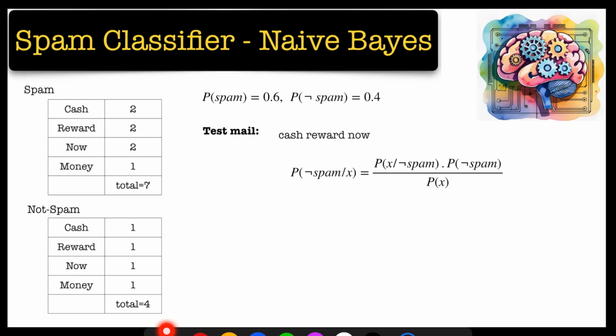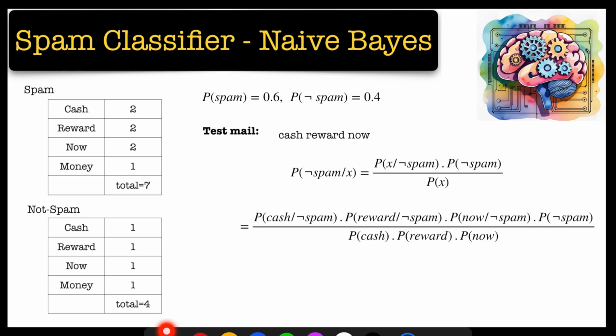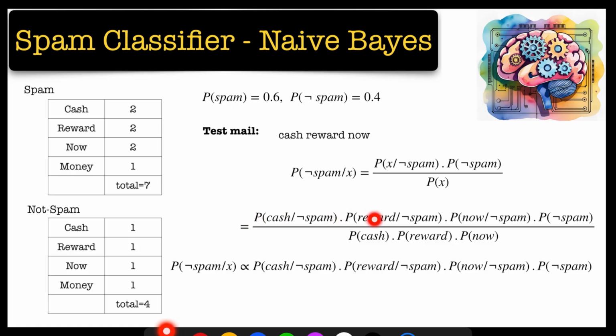Next, probability of not spam given X. Using Bayes theorem, we will calculate as probability of X given not spam times probability of not spam divided by probability of X. So we'll just again expand this. We'll get probability of cash given not spam times probability of reward given not spam times probability of now given not spam times probability of not spam. And this probability of not spam given X is proportional to this whole numerator thing.